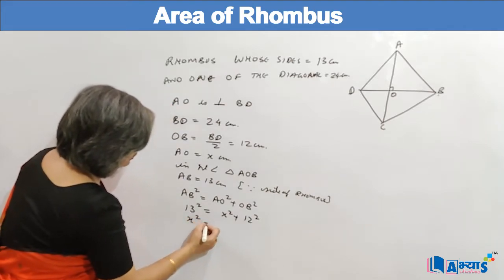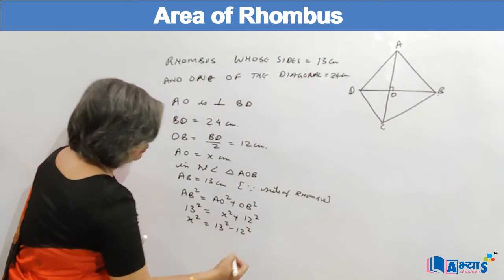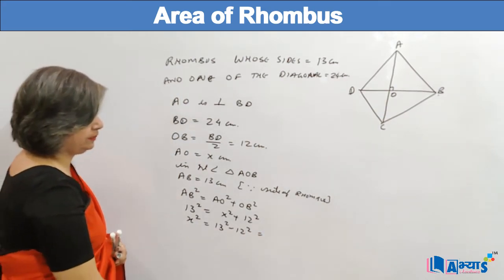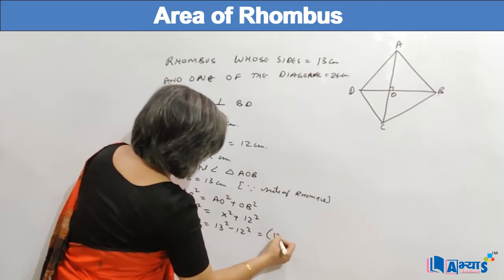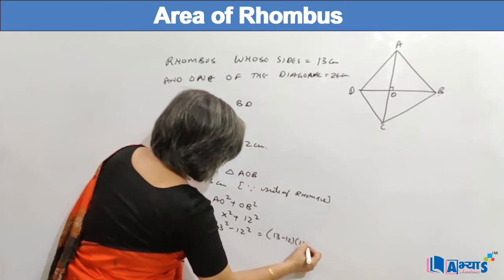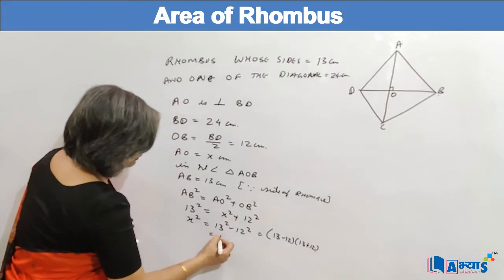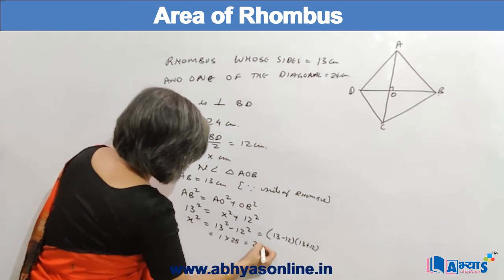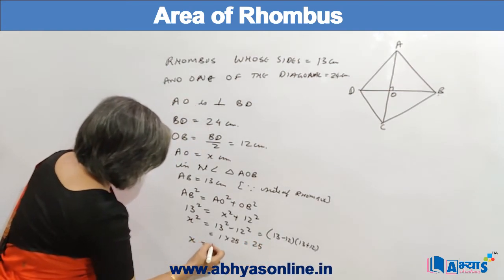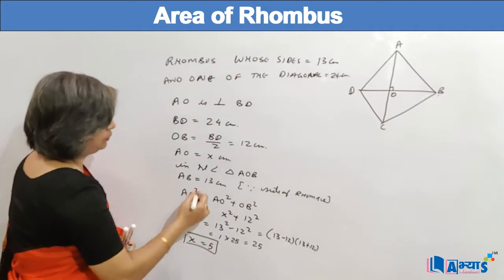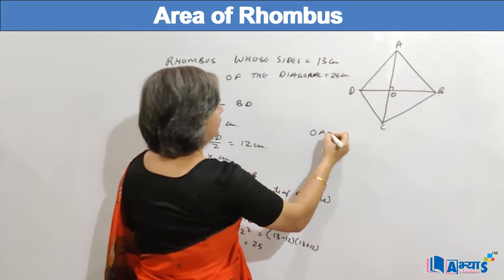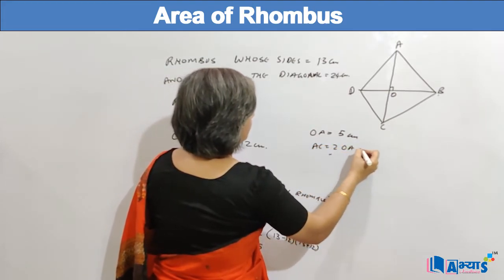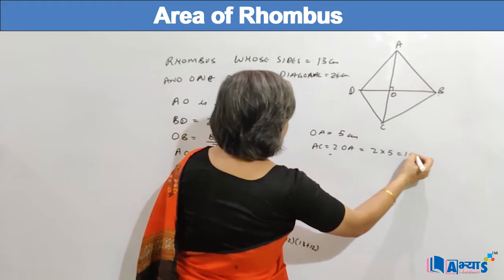So we can say that X square is equal to 13 square minus 12 square. Now we can apply the identity of a square minus b square. So it will be equal to 13 minus 12 into 13 plus 12. So it will be 1 into 25, so it will be 25. So X will be equal to 5. So now OA is equal to 5 centimeter and AC is 2 times OA, so it will be equal to 2 into 5, that is 10 centimeter.